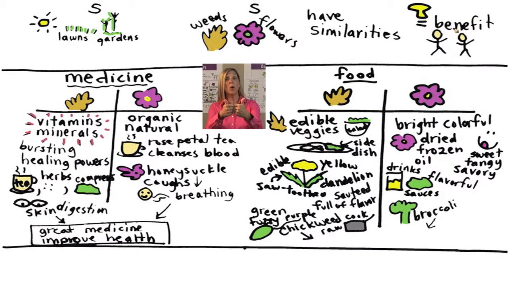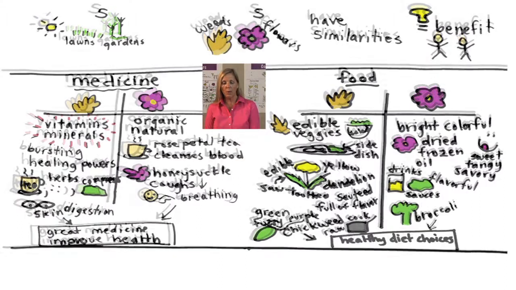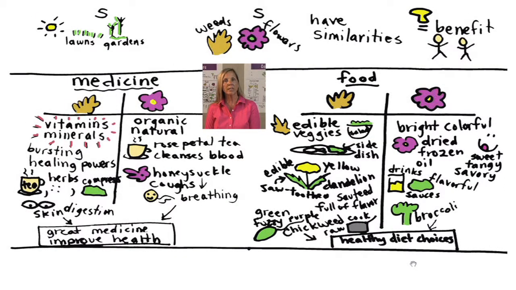We compared. What's next? Show the effect. How do the weed and the flower affect or benefit people's lives? Both are healthy diet choices. These benefit people's lives not just because they're food, but because these are healthy types of food that provide people with healthy choices for their diet.